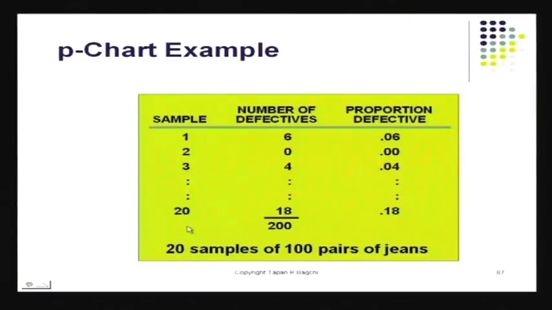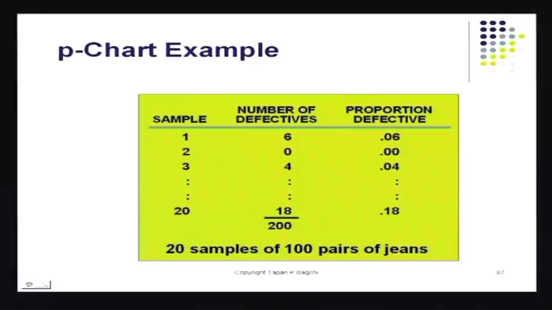Sample number 1: there were 20 samples collected, each had 100 pairs, and these were jeans. They were inspected, these jeans were fabricated, and they were inspected to see stitching defects or buttonholes not being right, or some blemish on the cloth, or some seam not being proper and so on and so forth.